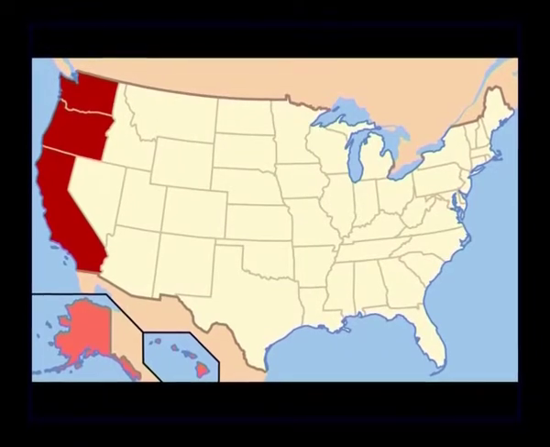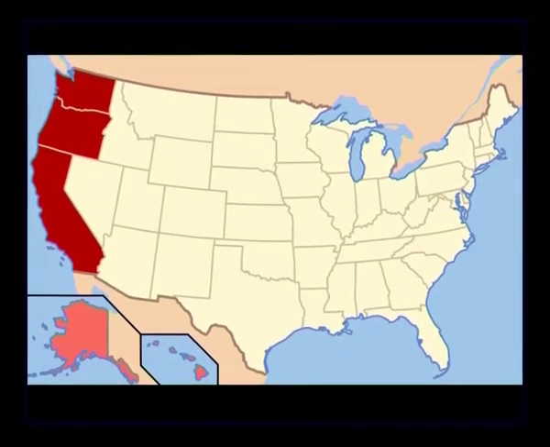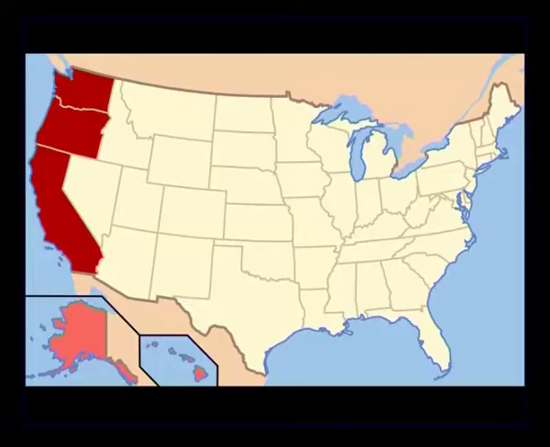The Pacific Coast Ranges are the series of mountain ranges that stretch along the west coast of North America from Alaska in the north to northern and central Mexico.